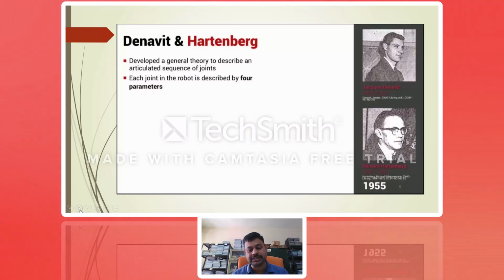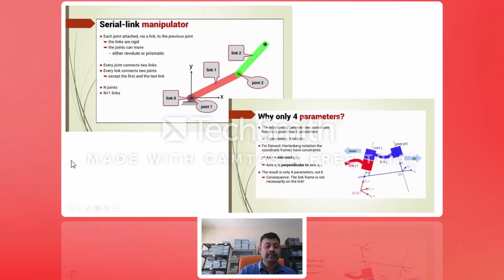How are the remaining parameters left out? We need 6 degrees of freedom. Keeping 4 parameters, how can we describe it? For example, you take a serial link manipulator, a two link manipulator. So this is link 0, the initial joint, and link 1, link 2, right? Link 1. Here you have joint 1, joint 2.